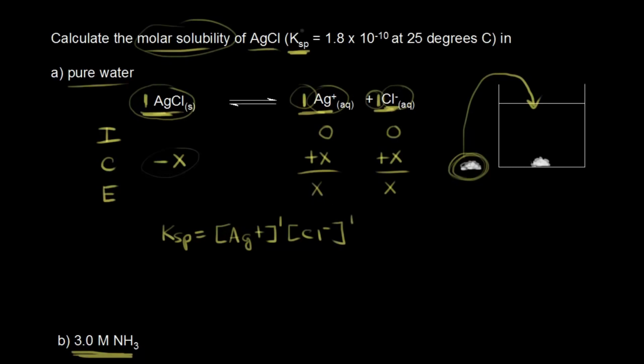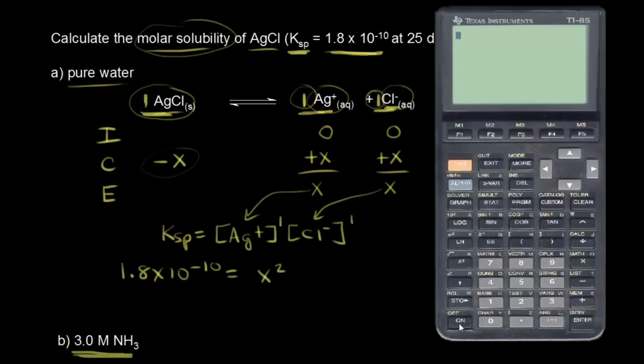So we can plug in our solubility product constant at 25 degrees. It's 1.8 times 10 to the negative 10. So we put in here 1.8 times 10 to the negative 10. And this is equal to, this would be X times X. So this is equal to X squared. So we can get out the calculator and solve for X.